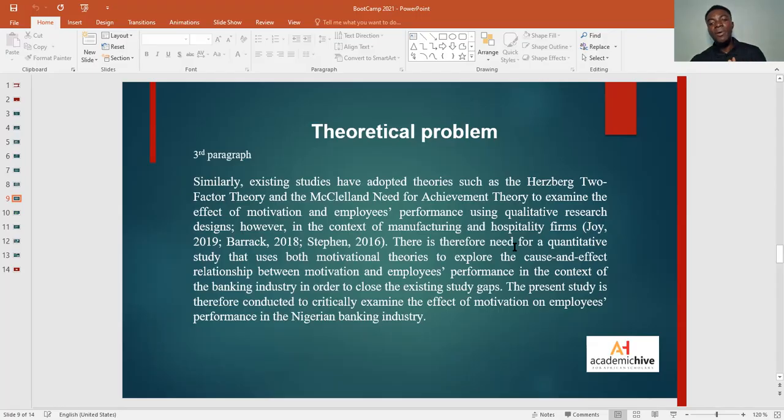So there is therefore need for a quantitative study that uses both motivational theories to explore the cause and effect relationship between motivation and employees' performance, specifically in the context of the banking industry, in order to close the existing gaps. The present study, therefore, is conducted to specifically or critically examine the effect of motivation on employees' performance in the Nigerian banking industry.